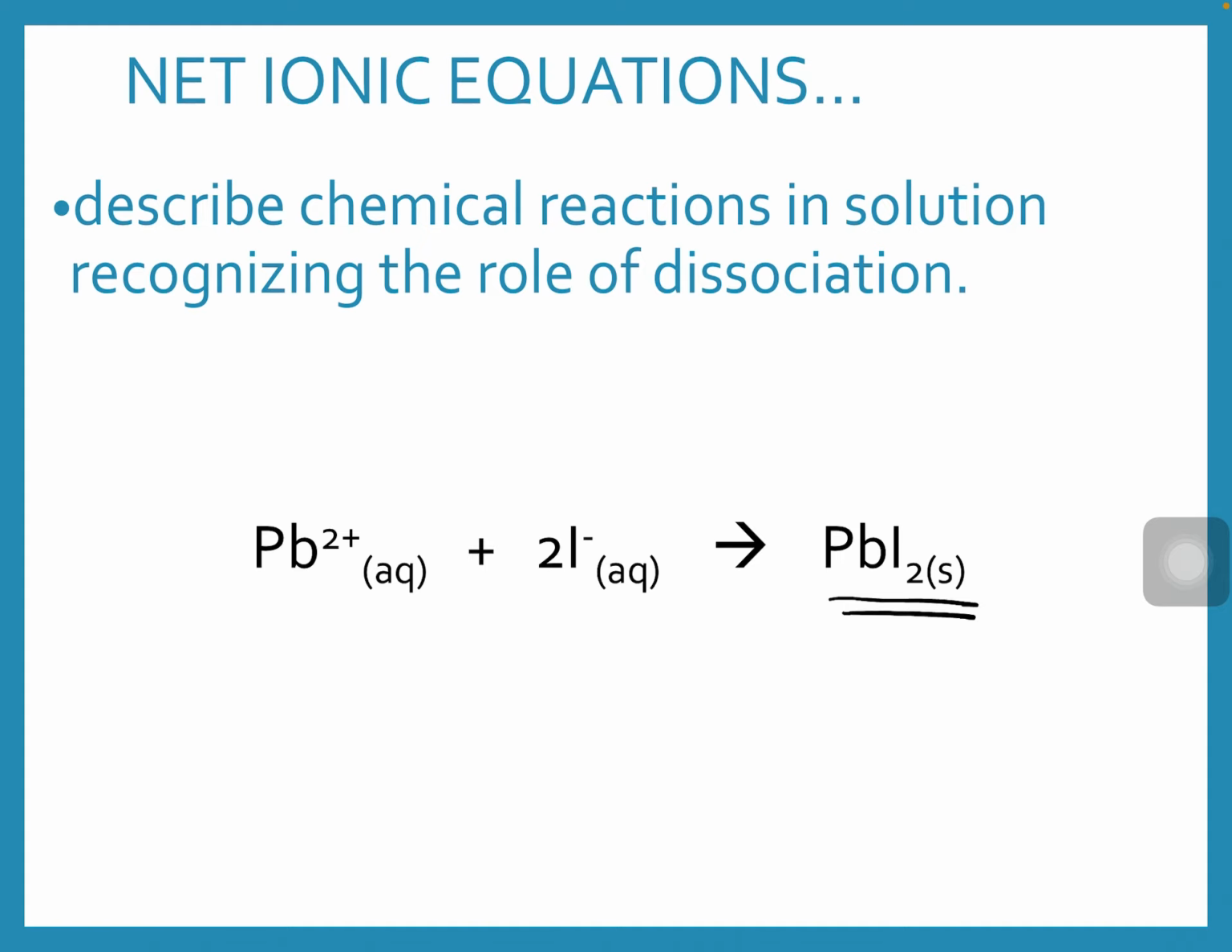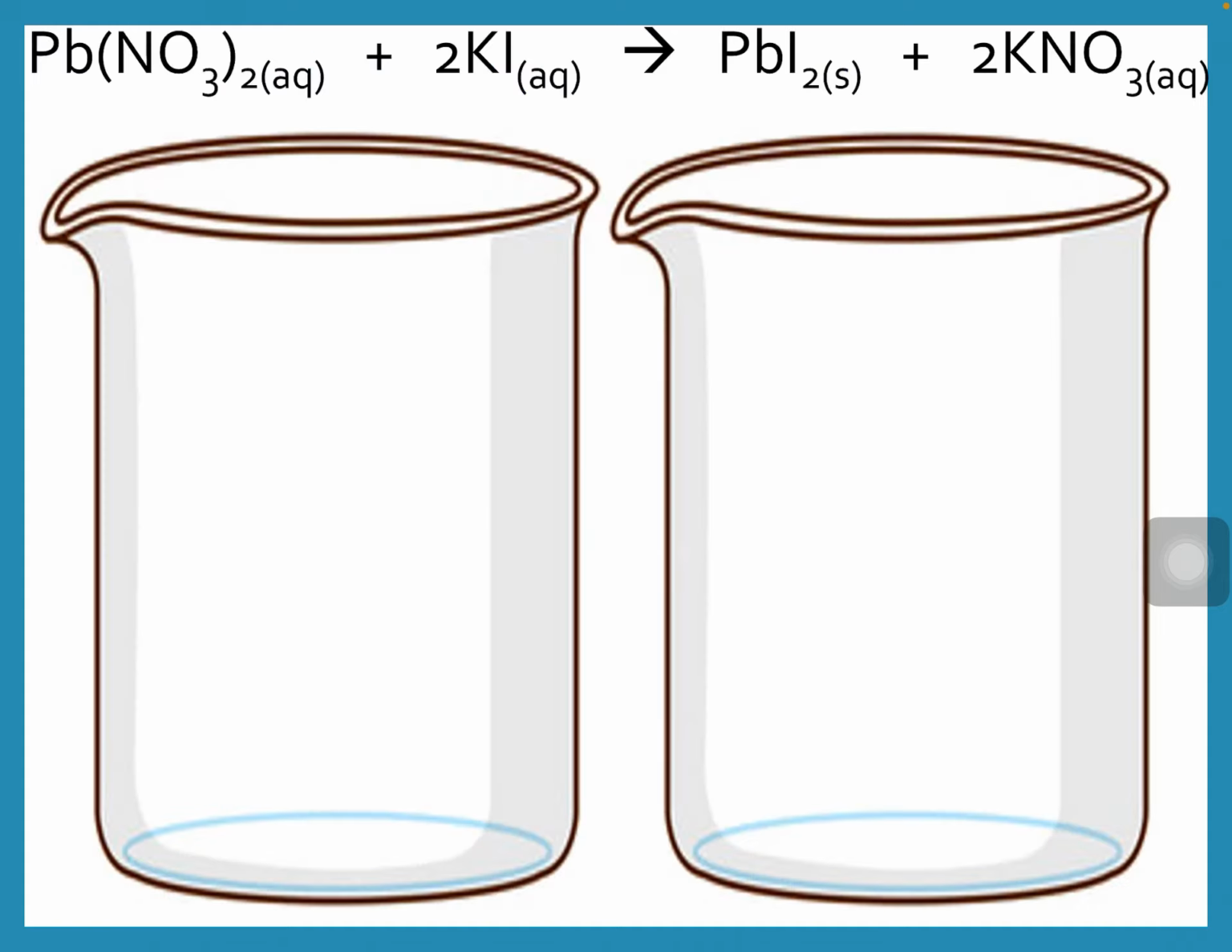so it is going to precipitate out because it has a low solubility in water. So we're going to take a look at how we start with our overall chemical equation or molecular equation. We have lead nitrate reacting with potassium iodide to produce lead iodide and potassium nitrate. These two beakers are representing the same beaker at different points in time. The first beaker is the reactants.